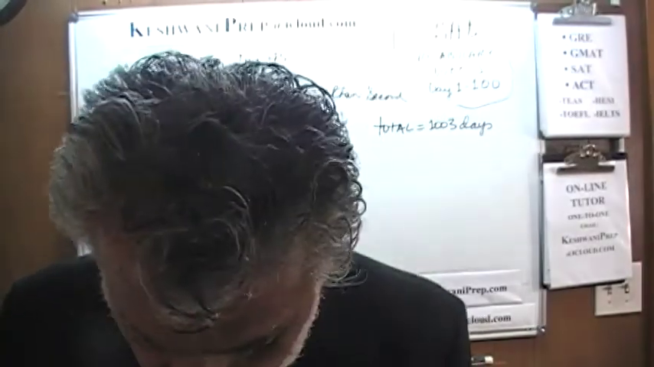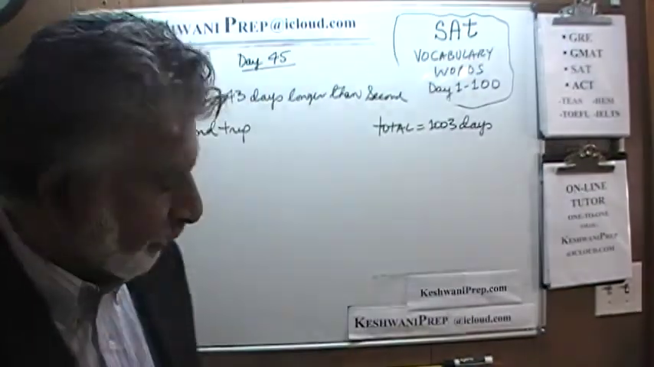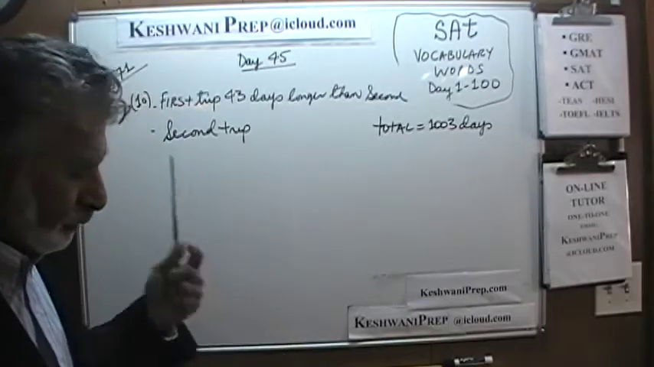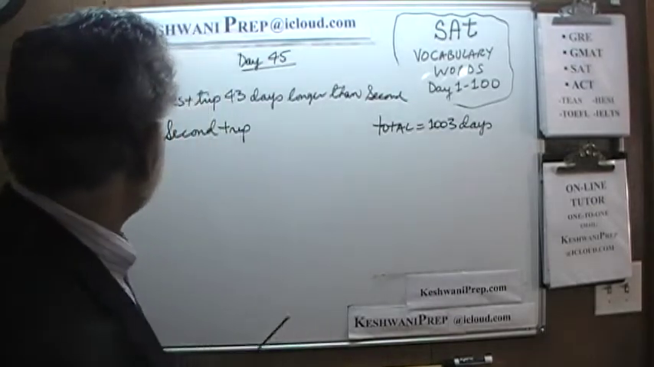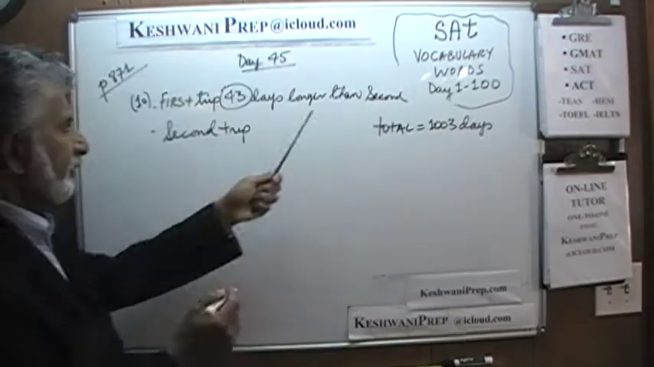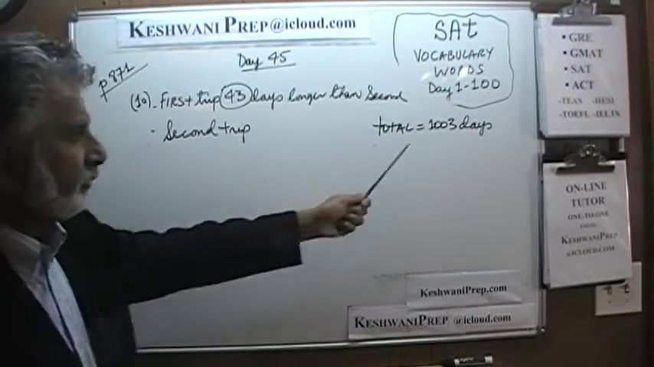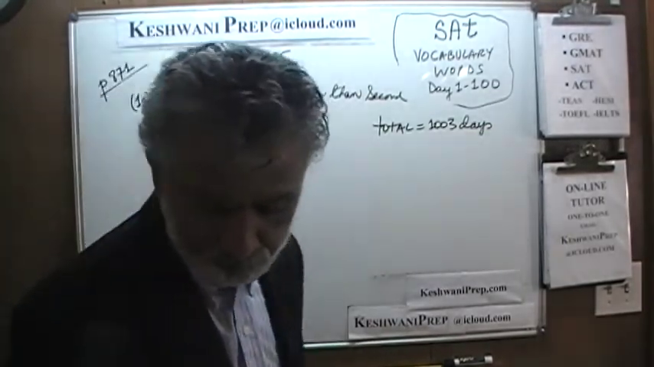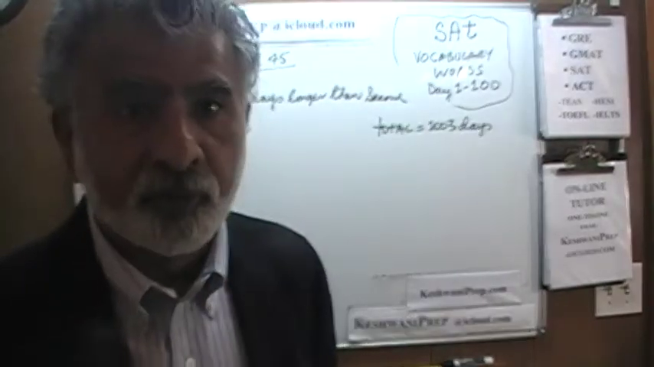Alright, let's take a look at the very first problem on page number 871, number 10 rather. Number 10 says that we took two trips, first trip and second trip. The first trip took 43 days longer than the second trip, and together, the two trips took 1,003 days. The question simply is, how many days long was the second trip?